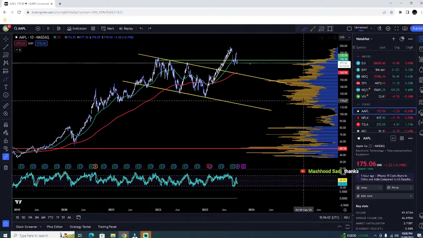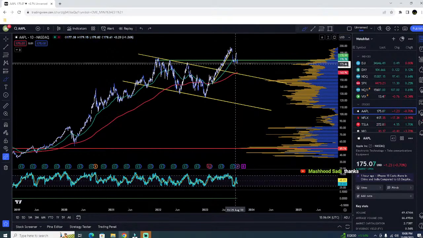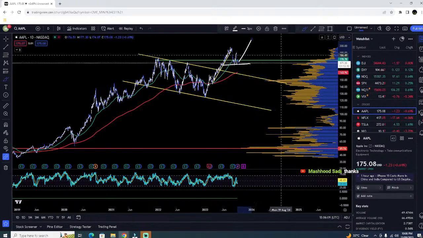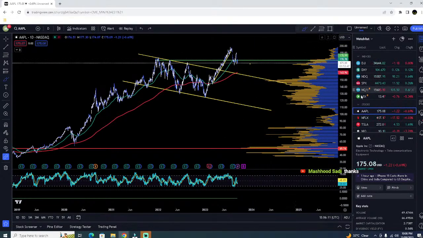What do you think? Do you think there will be a retest, or no, this is it? There will be support over here at 170 and price will try to bounce from here. What are your thoughts regarding Apple? Let me know in the comments.